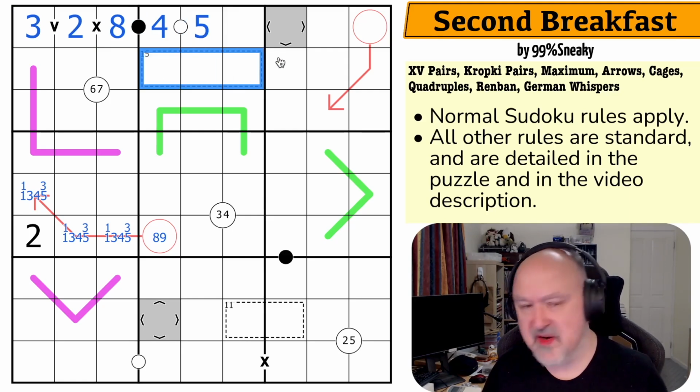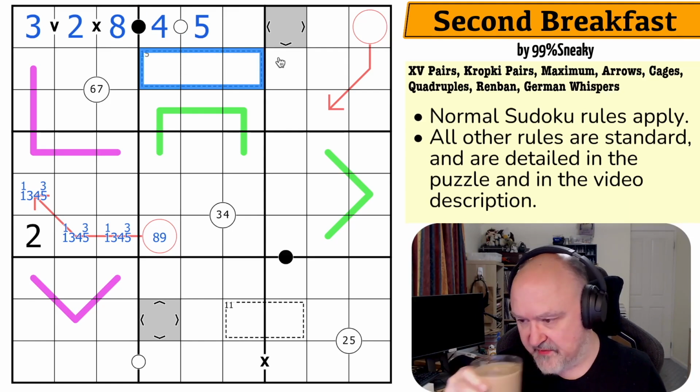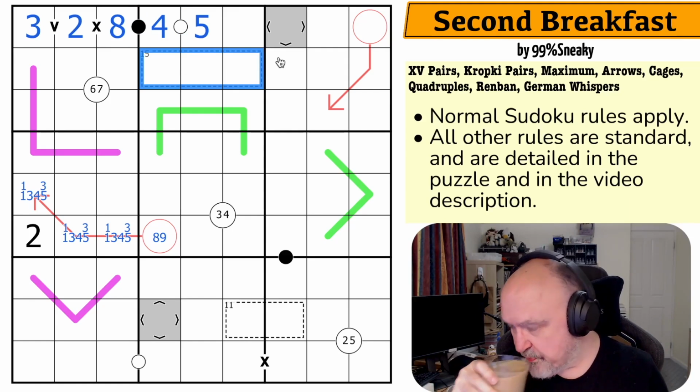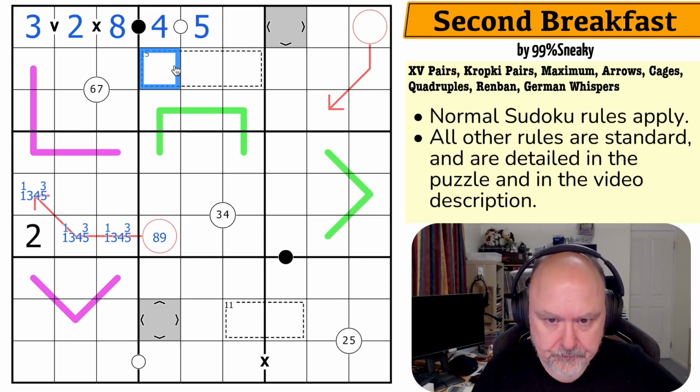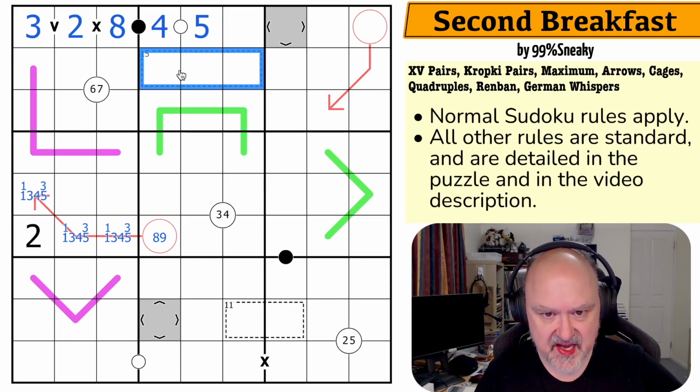This is a bit more of an advanced trick, but I'm going to explain it after I've had a sip of coffee. So, a 15 cage. I know there is a 6 in this cage because a 3-cell 15 cage has a special property to it.